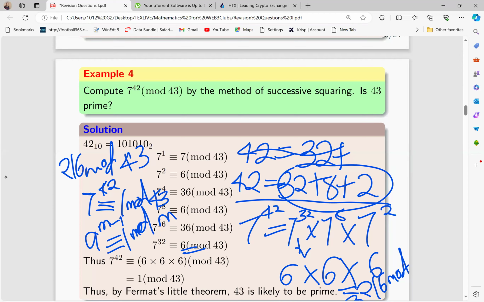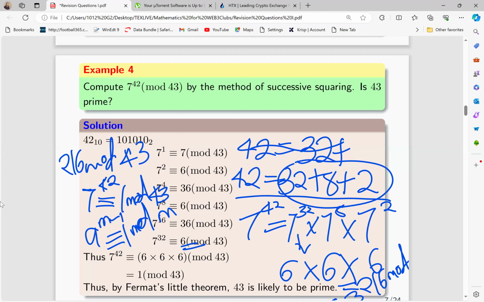7 raised to 8, somewhere here, where it's congruent to 6 mod 43. 7 raised to 4, you get 36, and then the lower one is 6. So now that it's less, you just write it.